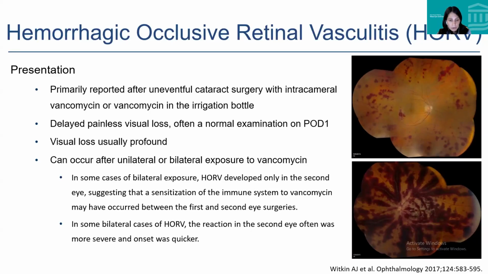Also, in some of the bilateral cases of HORV, the reaction in the second eye was more severe and the onset was quicker. In some of these cases, when they look back, there was probably HORV already in the first eye that received vancomycin, but it was mild and just presented as a few intraretinal hemorrhages in the periphery that were not really noted during the postoperative examinations. And then the second eye developed much more dramatic findings, which led the patient to come to the attention of the doctors as a HORV case.